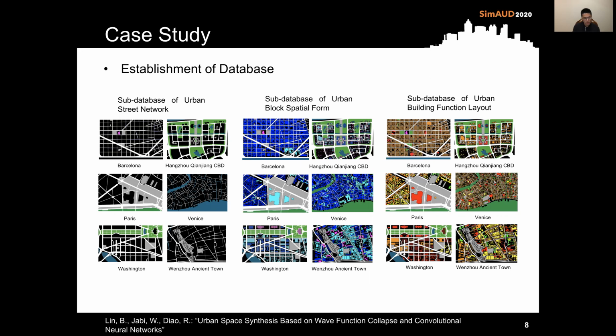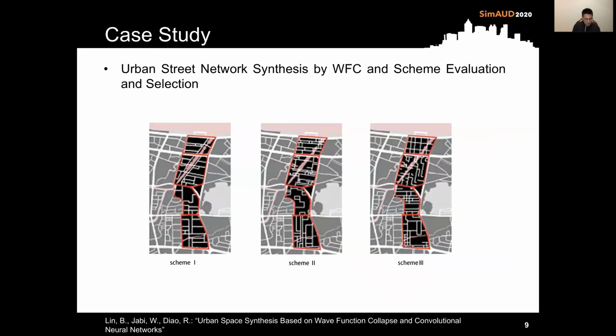of this approach. Firstly, according to the design vision and context, 6 cases are selected in the database. They are in Washington, Hangzhou, Wenzhou, Venice, Barcelona, and Paris. Then, the urban street network in the database is extracted as data source for synthesis of urban street network by wave function collapse. And the generated urban street networks are evaluated by researchers to select the optimal option.